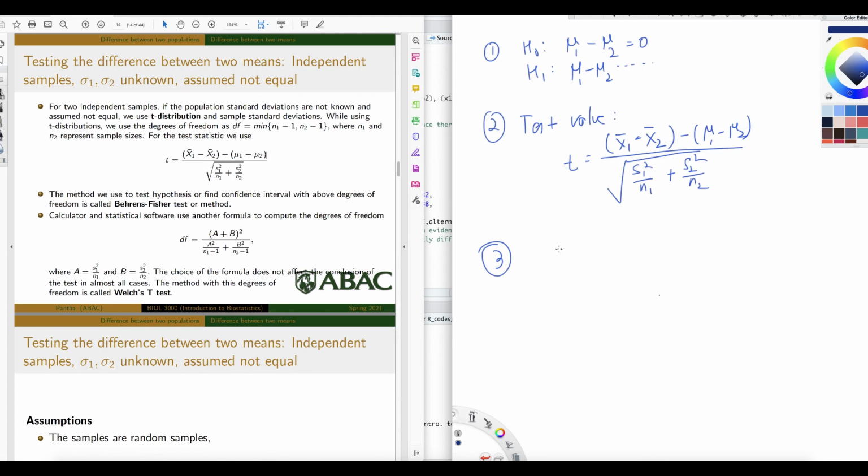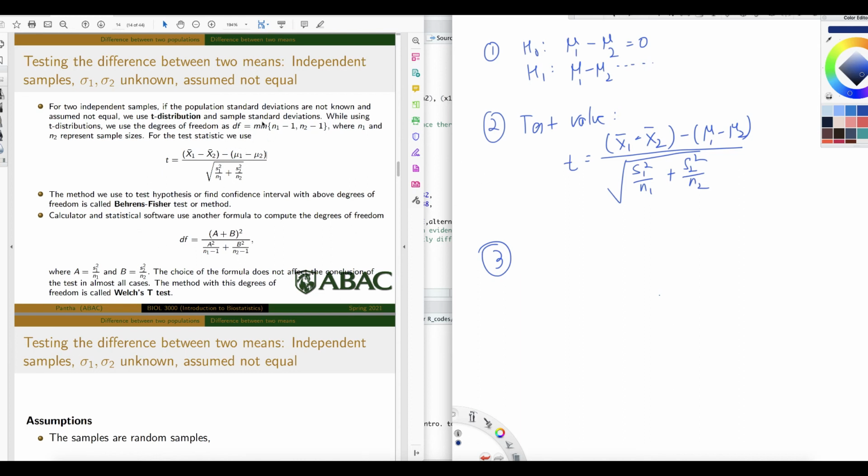What is the formula for the degrees of freedom? The formula is the minimum of n1 minus 1 and n2 minus 1. Because there are two sample sizes, one for population 1 and another for population 2, and they may be equal or not equal, it doesn't matter. We pick the smaller sample size and then do n minus 1. That will be the degrees of freedom.